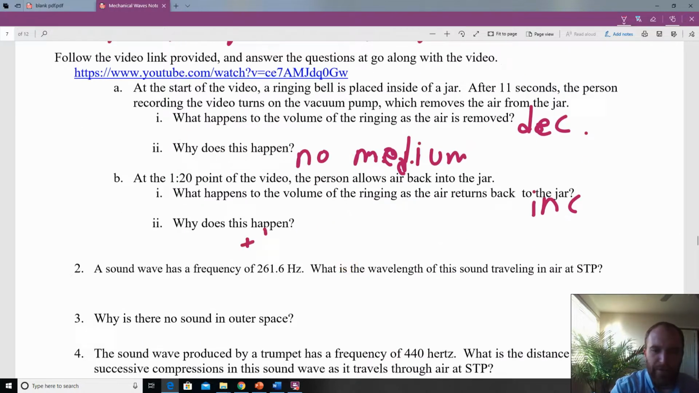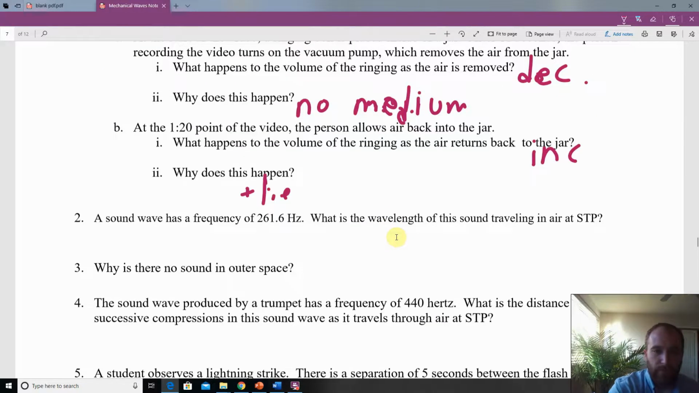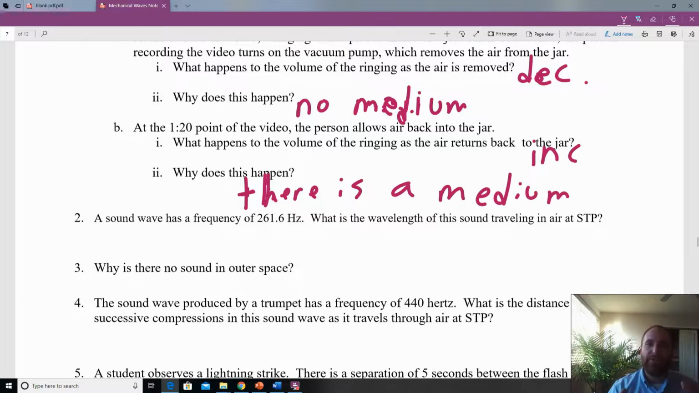is a medium, right? Because there is a medium. So just trying to bring up this idea that sound is this vibrating air, and without air, there's nothing to vibrate. There's no sound.